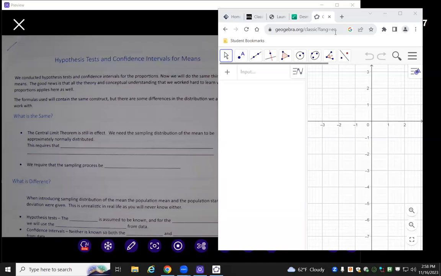We're going to look at hypothesis tests and confidence intervals, but for means this time. So we conducted hypothesis tests and confidence intervals for the proportions, and now we're going to do the same thing, but for means. And the good news is that all the theory, everything you worked so hard on, still applies here. The formulas used will contain the same constructs, but there are some differences in the distribution we're about to work with. So what is the same?